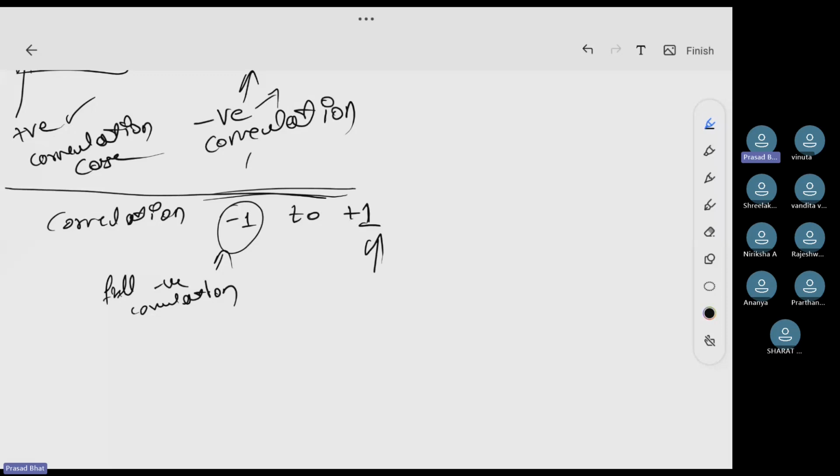If this is the case, then it is full positive correlation. If it is in between, then we have to decide based on the value. Make sense? Okay. Now that you have understood correlation, we need to do the implementation part as well. I wanted to cover one more concept.